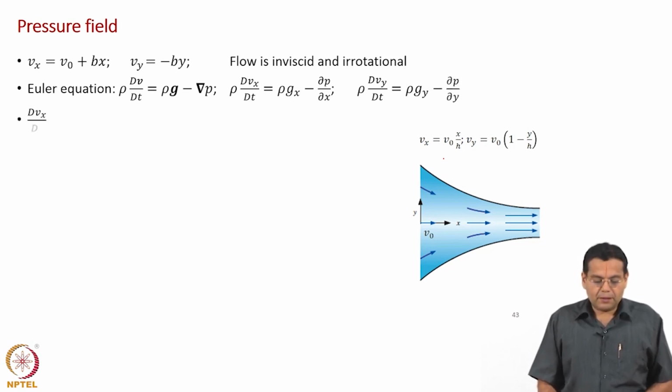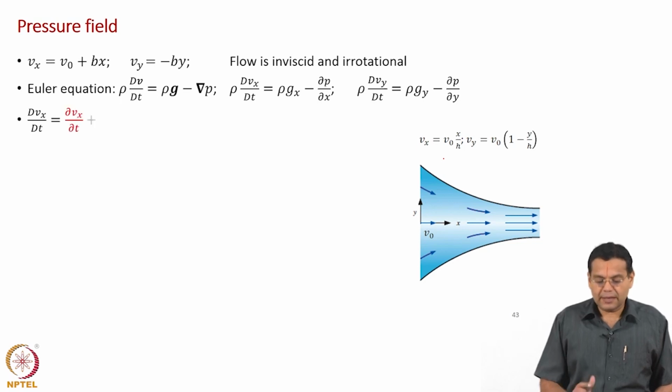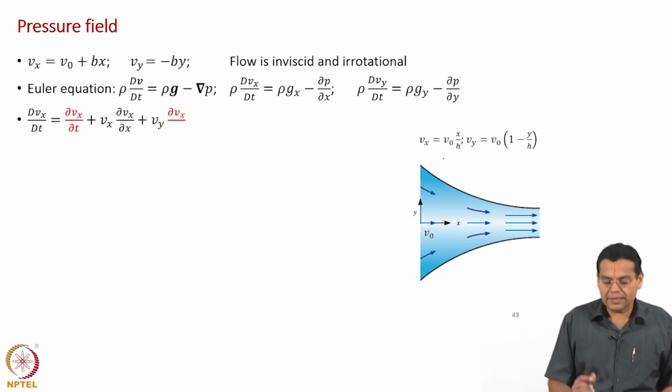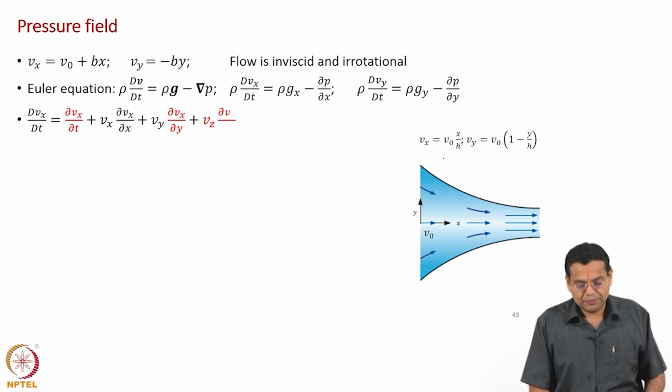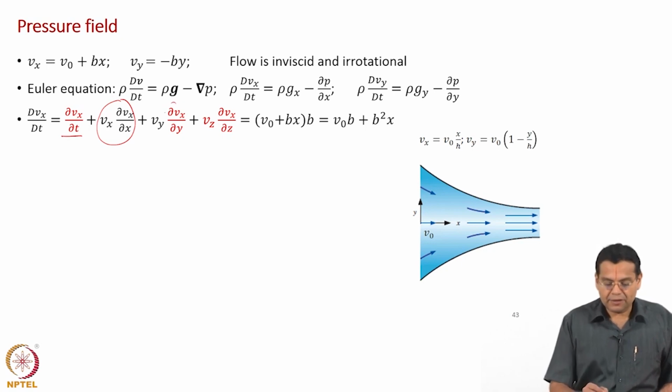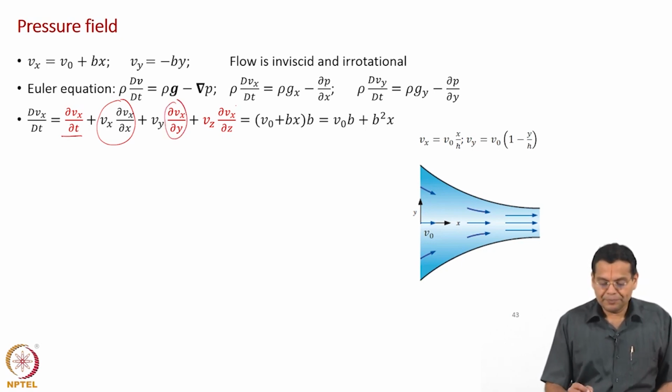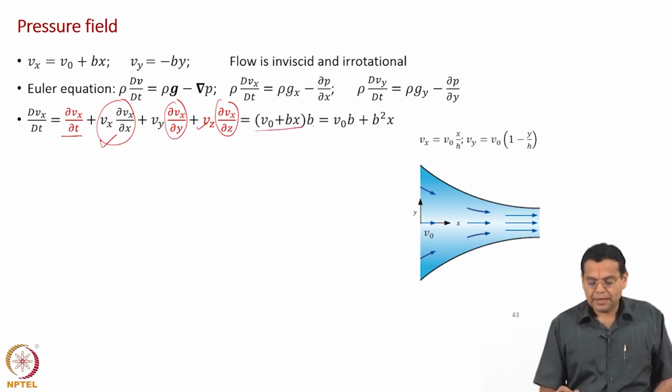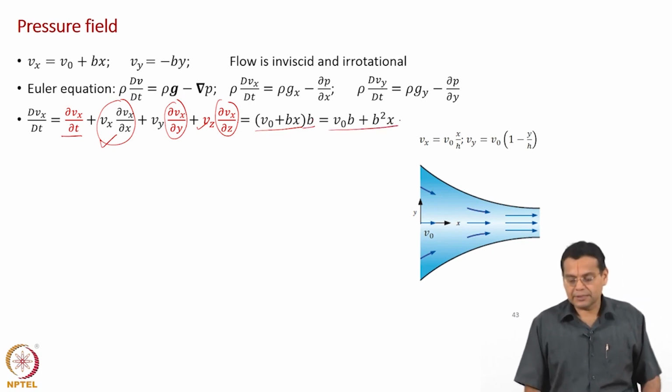Okay. Now, let us simplify the substantial derivative of Vx, dVx by dt, and as I told you, we have already done this for an example to illustrate the Euler equation. Steady state, so this is 0, and these two terms are not 0. Vx is not a function of y, so this is 0, and of course Vz is 0, and Vx is not a function of z. So, only this term contributes. Substitute for Vx and the partial derivative of Vx with respect to x, and you get V naught b plus b squared x.